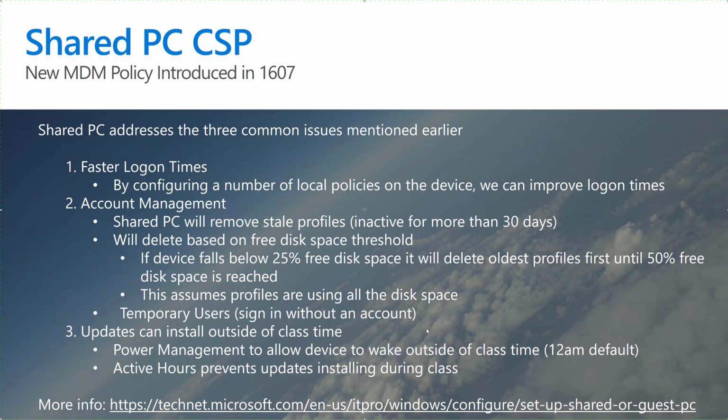So if the device fell below 25% free disk, we will delete the oldest profiles first until 50% free disk space is reached. And this assumes that the profiles are using all the disk space. If content is in C:\temp or some other folder, we won't be deleting that content, we will only be deleting profiles.